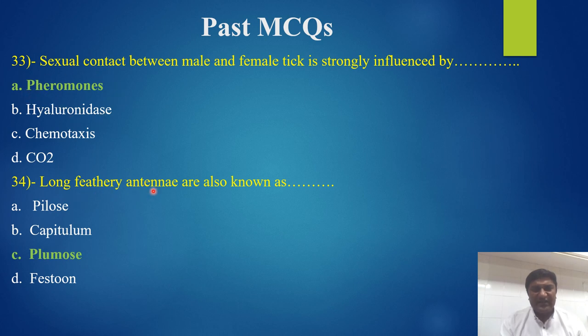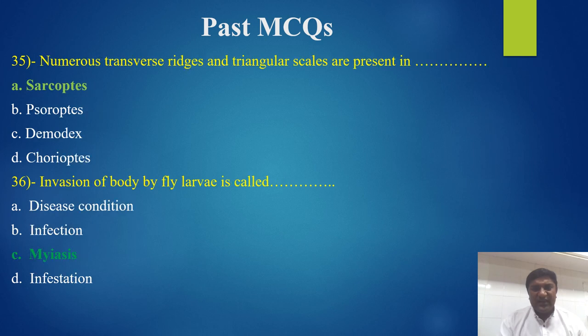The long feathery antennae are also known as dash. Palps, capitulum, plumose and festoons. The plumose is the best answer. Next, transverse ridges and triangular scales are present in dash. Sarcoptes, Psoroptes, Demodex, Chorioptes. So the Sarcoptes is the best answer.